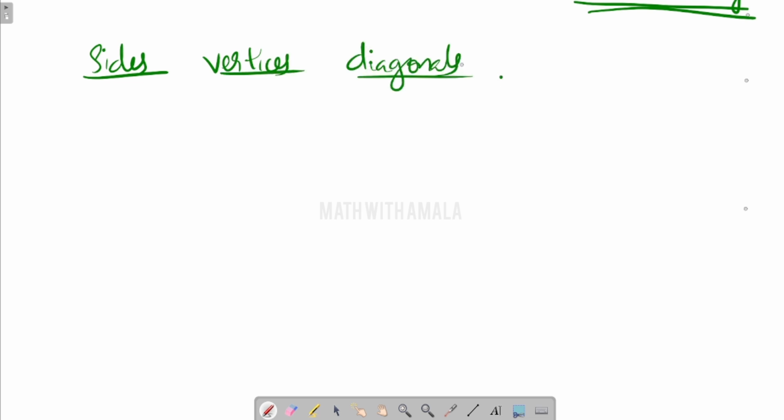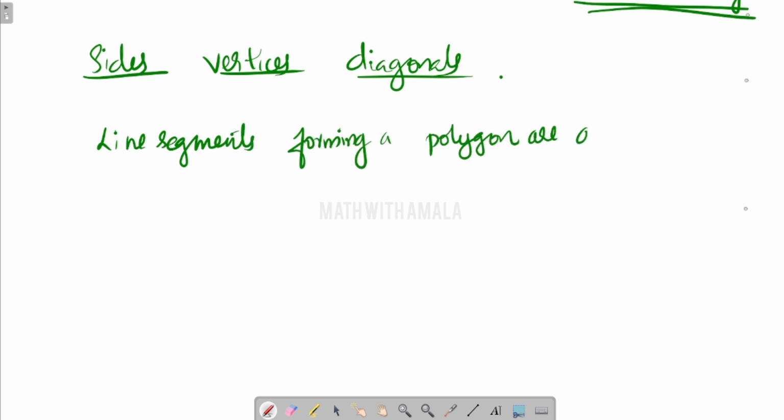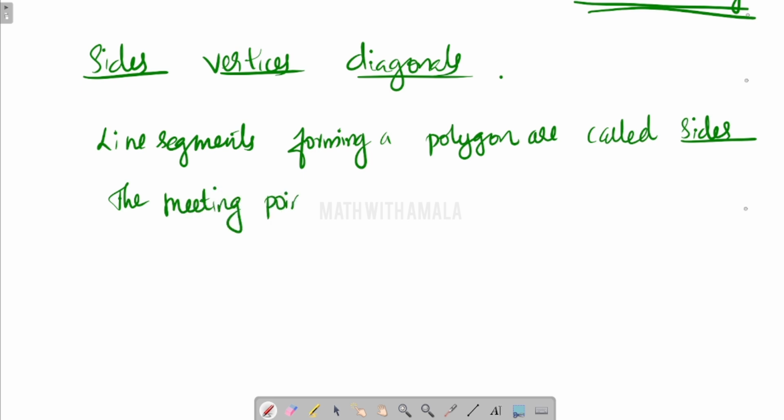Okay, let's discuss sides, vertices, and diagonals. These are the particular things that we can associate with the polygons. Line segments forming a polygon are called sides. Okay, the line segments which are forming a polygon are called sides. For example, we can relate with the thorn sticks. They are forming the polygon.